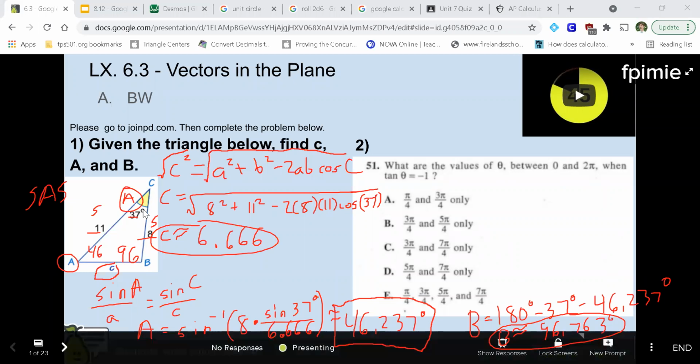And the picture actually gives you a little hint on this one that B is going to be obtuse. It shows it's just a little bit over 90 degrees. So I actually think this one is to scale.